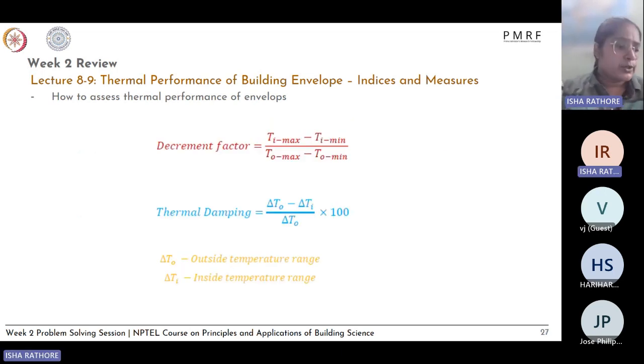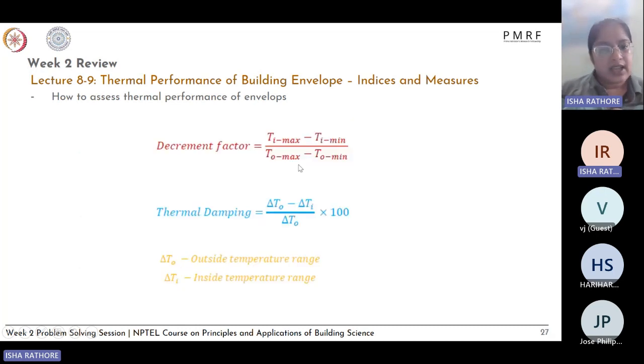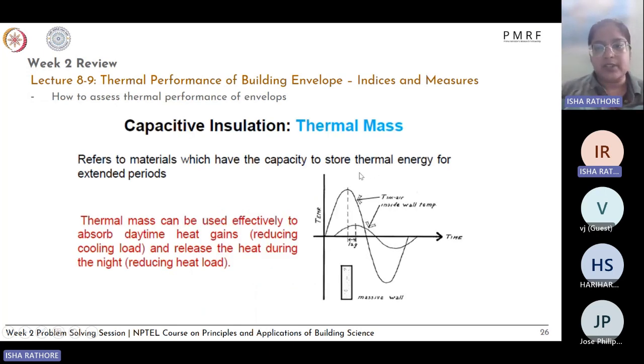So now for the calculations of the two indicators, that is the decrement factor and the thermal damping. Decrement factor is nothing but the inside maximum temperature, the room dry bulb temperature, minus the inside minimum temperature, which is both the maximum temperature inside and the minimum temperature inside. So this point minus this point, that is this temperature difference, divided by the outside maximum minus the outside minimum temperature. So both of these are again dry bulb temperatures. So outside maximum minus outside minimum temperatures. So this range.